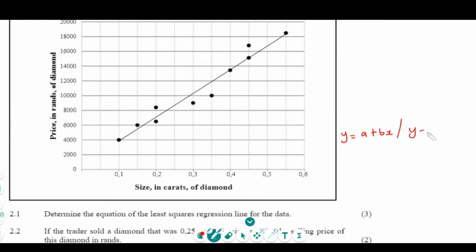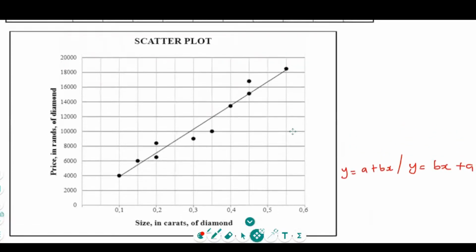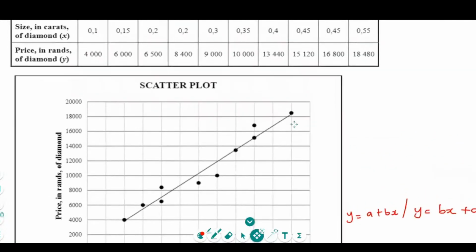Some people prefer writing it as bx plus a. It doesn't matter. It's a straight line. We know the gradient, and then a is the y-intercept. So what we need to do is go back to the table with our data values. We need to enter this information into the calculator. So the steps are pretty simple.